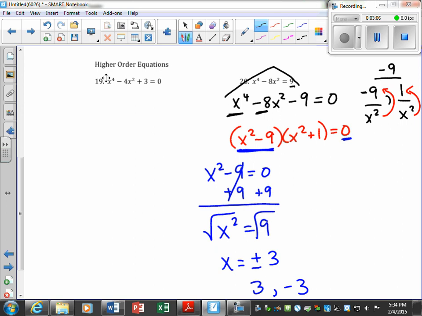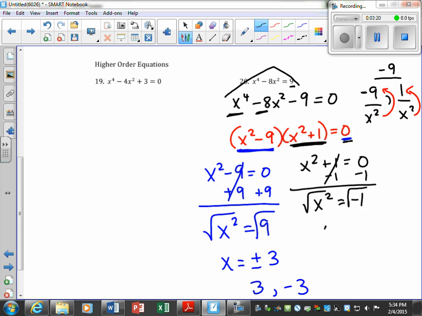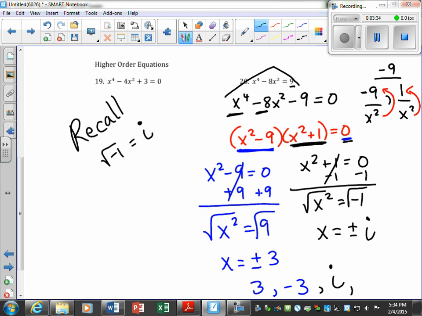We come back up here and we pick up this other factor equal to 0, so x squared plus 1 is equal to 0. x squared is equal to negative 1. Take the square root. x is equal to plus or minus, recall that the square root of negative 1 is equal to i, so we get plus or minus i. So we would have i and negative i as our 4 solutions for the higher order equations. Usually when higher order equations occur, we try to solve with factoring if we can.